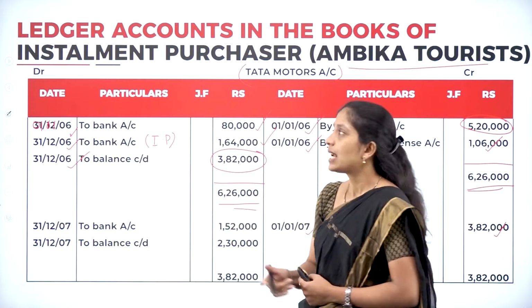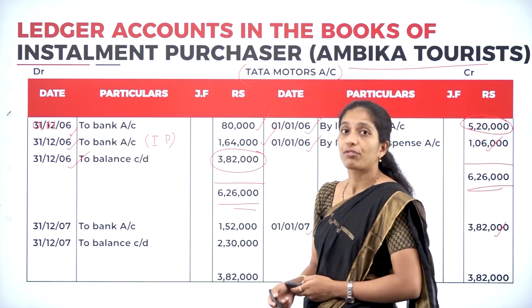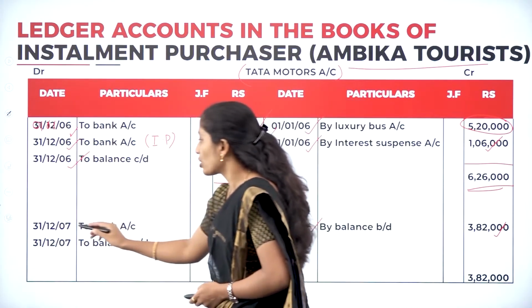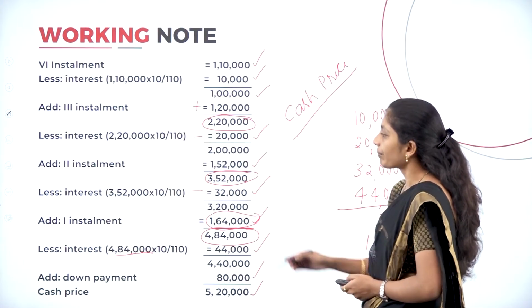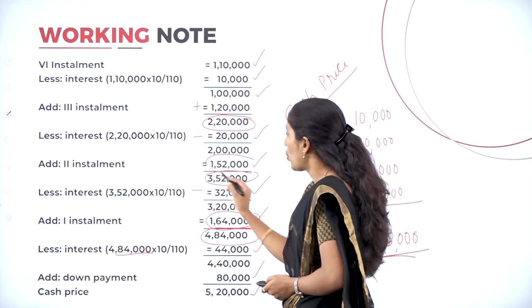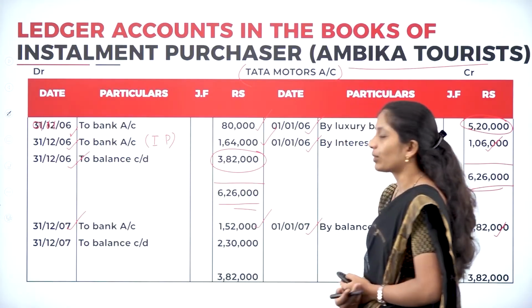So what is the entry? Installment seller account debit to bank account. That is at the end of that particular year, 31/12/07 to bank account. What is the second installment paid? So the second installment is 1,52,000. So record that 1,52,000.